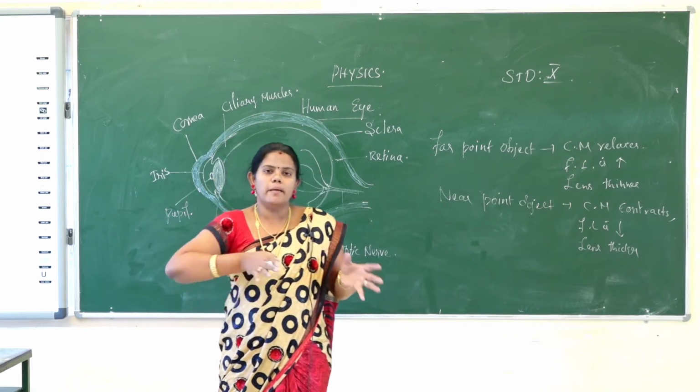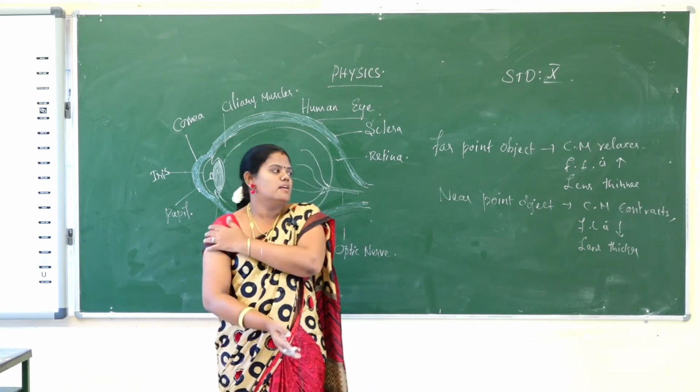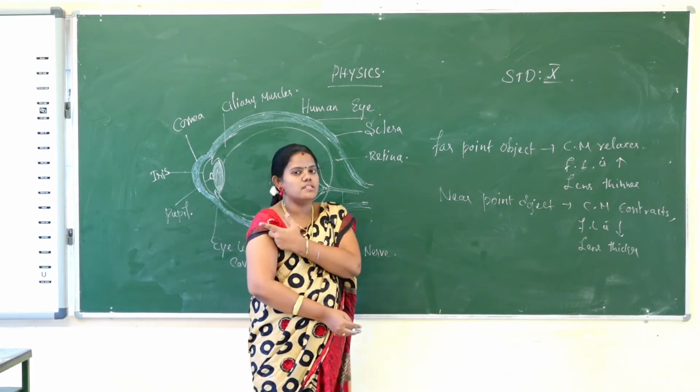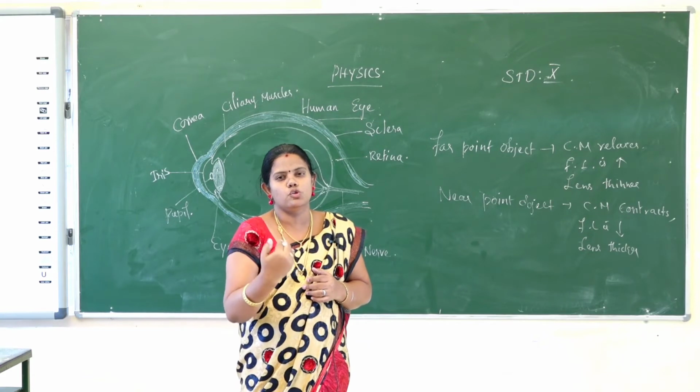And next, near point and far point of an object. What is the far point? What is the near point of an object? Near point and far point of an object mean the minimum distance up to which you can see the object easily.